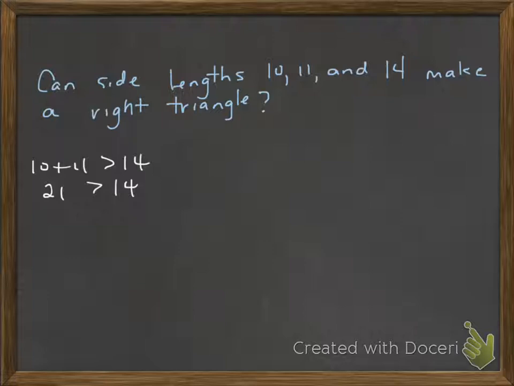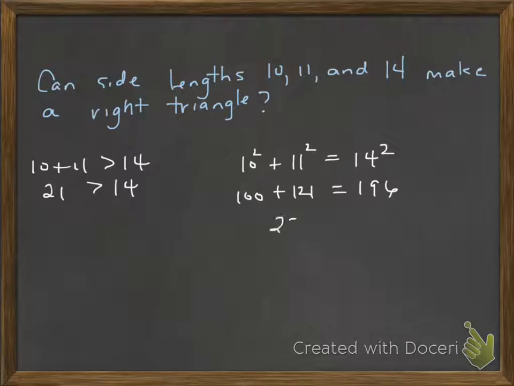Okay, so let's go ahead and check this. Let's plug it in. 10 squared plus 11 squared equals 14 squared. So 10 squared is 100, plus 11 squared is 121. Does that equal 14 squared, which is 196? Well, you're going to easily figure out that 221 does not equal 196. So now we've got two examples of things that do not make a right triangle.